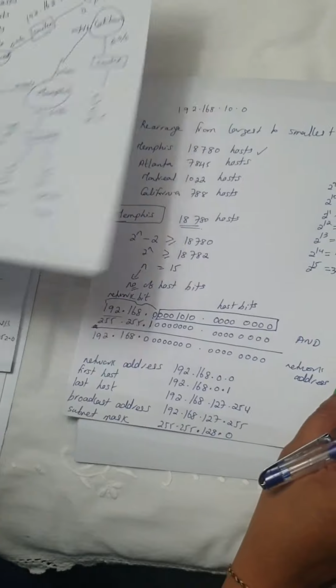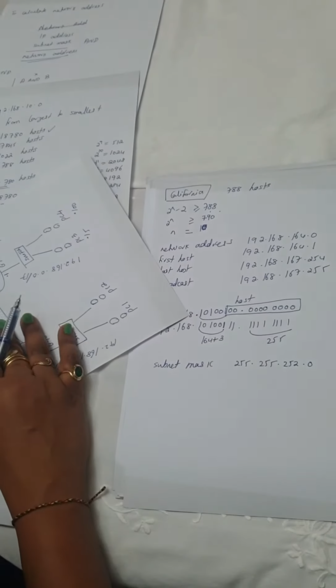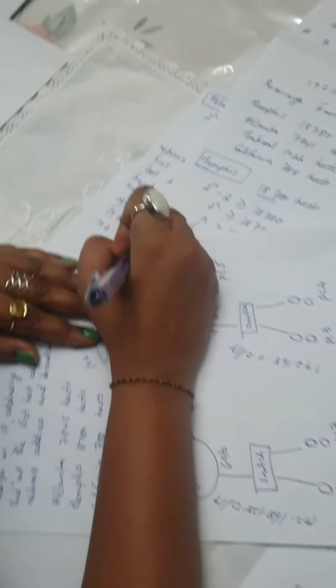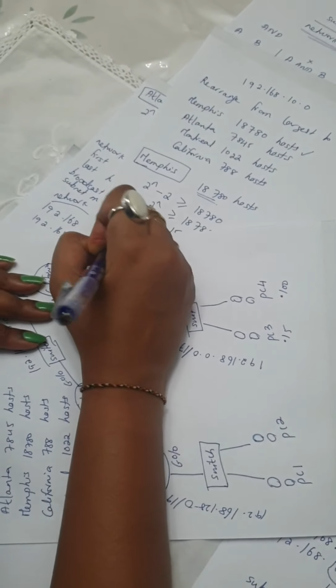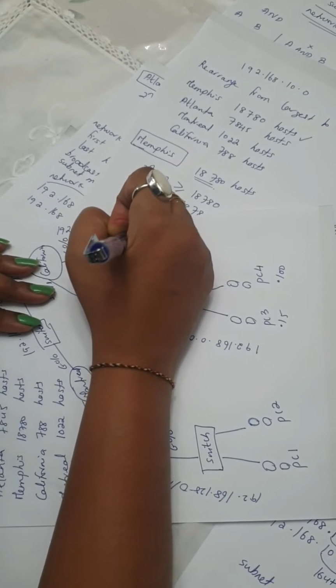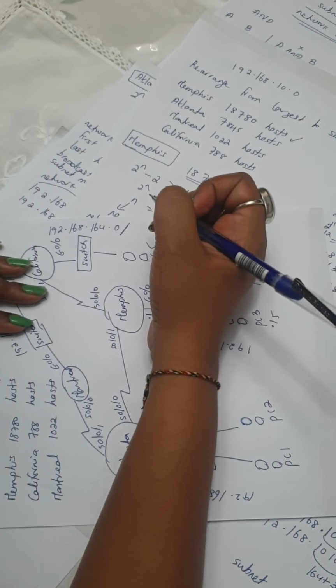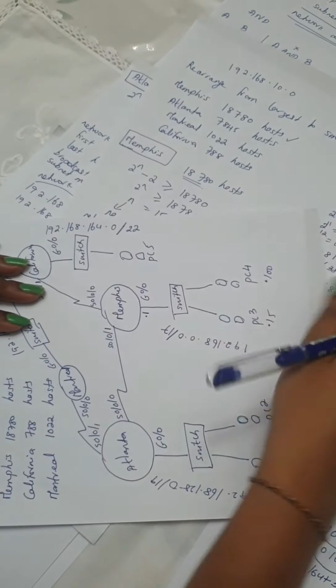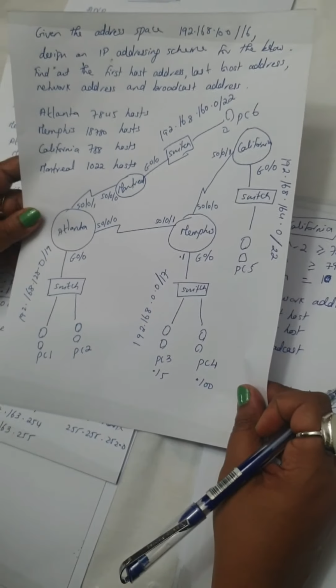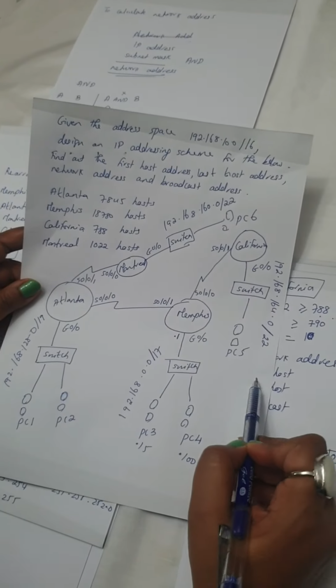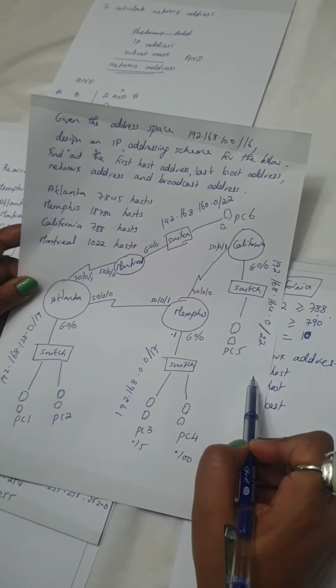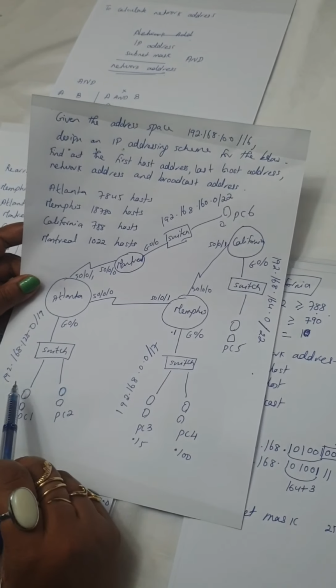So now we're going to put for California here the IP address, the network address 192.168.164.0, which is a /22. All right, just like the one we did before, California and Montreal are the same.